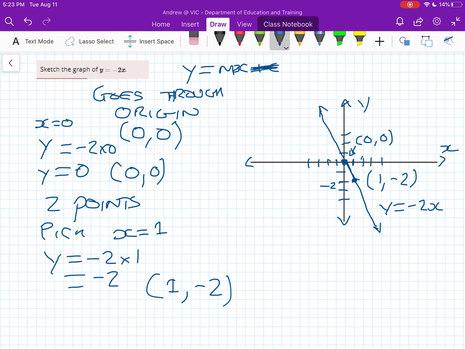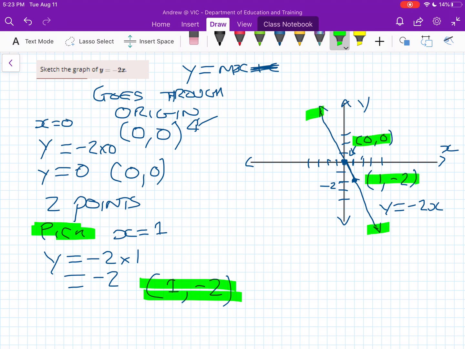Alright, so with this, just remember, if you don't have a c value, it's got to go through our origin. So if it's in the form of y is equal to mx, like this, it goes through your origin 0, 0, and then you just need to pick another point. You can use any value of x or y and just solve for the other to get your point, and then you've got 2 points and now you can graph it. So I've got my 2 points here and then I drew my line from these 2 points. Alright, so hopefully this helps and good luck.